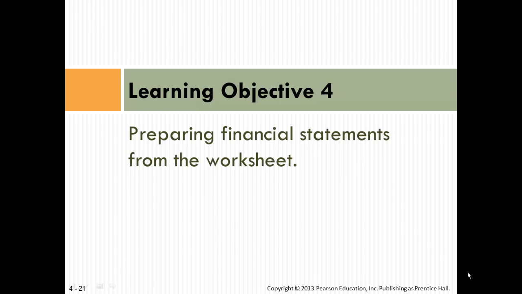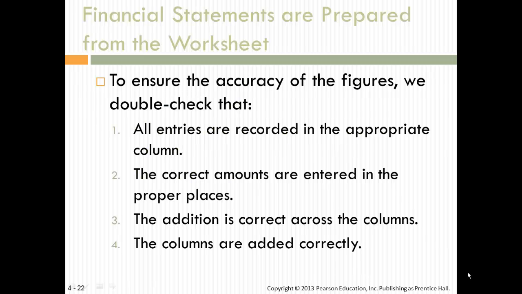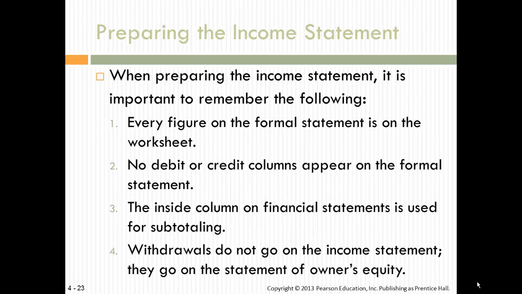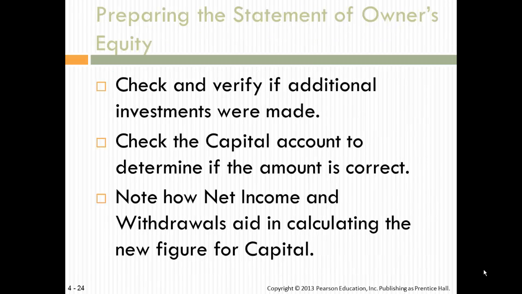Preparing the financial statements from the worksheet. This is to ensure accuracy of the figures. We double check that everything is in the appropriate column, that the debits equal the credits, and that the columns are added correctly. When preparing your income statement, it's important to remember the following: every figure on the formal income statement is on the worksheet. No debit or credit columns appear on the formal statement. It's just numbers. It's like looking at the index versus the actual story. The inside column of the financial statements is used for subtotaling, and withdrawals do not go on the income statement. They go on the statement of owner's equity.